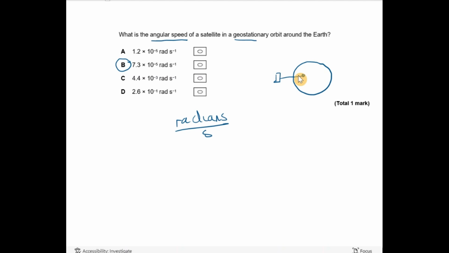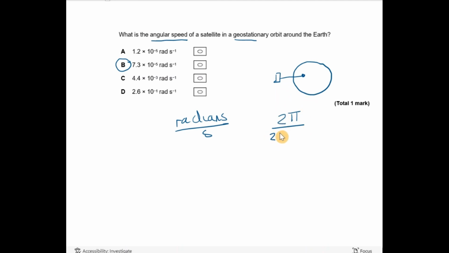Well, if this satellite is going to stay above the same point on the Earth, then it needs to go all the way around the Earth, 360 degrees, in 24 hours. However, we want to work in radians and seconds. So 360 degrees is the same as 2 pi radians, one complete circumference, and 24 hours, we need to find that in seconds.